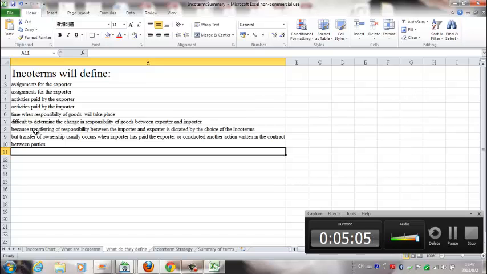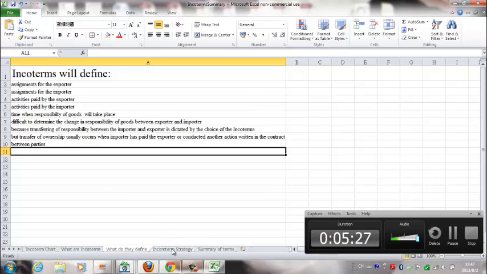And this is because the transfer of responsibility of the goods between the importer and exporter is always dictated by the choice of Incoterms. But the transfer of ownership usually occurs when the importer has paid the exporter or conducted another action written in the contract between parties.